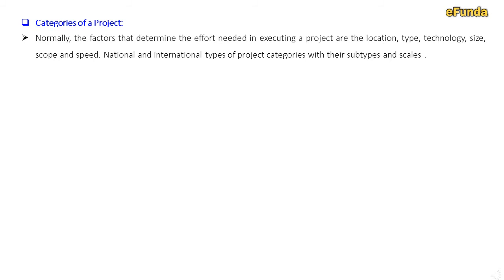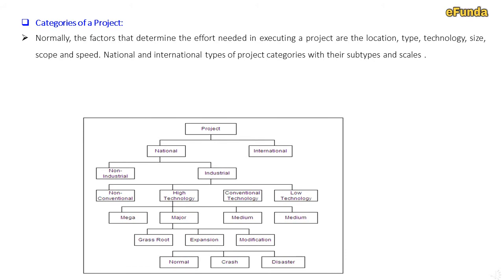National and international type of project categories with their subtypes and scale. One can see in the table below where we have defined the project types: national and international, non-industrial, industrial, and further categorized as non-conventional, high technology, conventional technology, low technology, and further high technology is divided into mega, major, medium, and small size projects. Further, the major projects are divided into grassroots, expansion, modification, and further into normal, crash, and disaster projects.